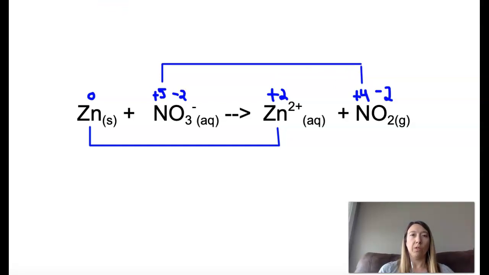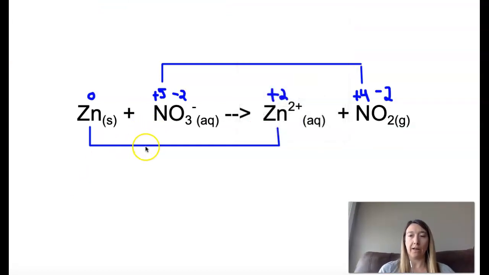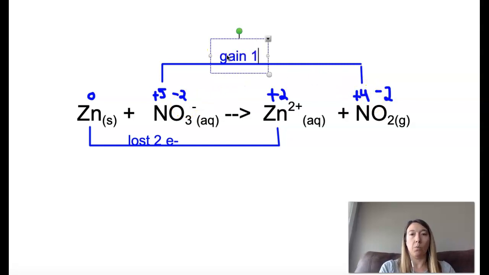Okay, so once we've drawn our linker lines, our next step is going to be to indicate the gain and loss of electrons. So when I look at zinc, it went from 0 to +2. So that means we lost 2 electrons. Okay, now we're going to look at the N. It went from +5 to +4. So that means we gained 1 electron.